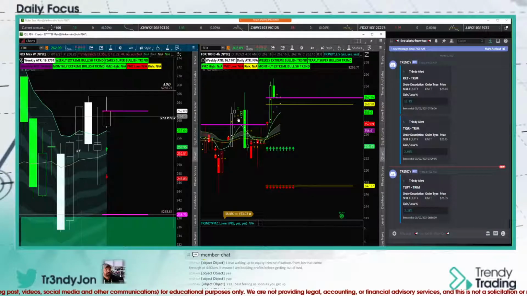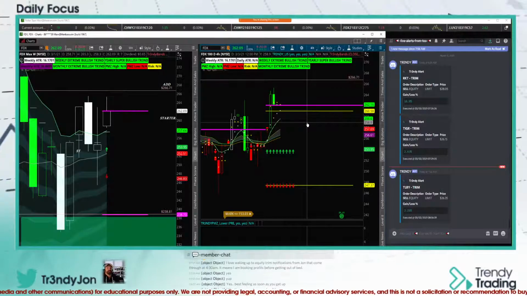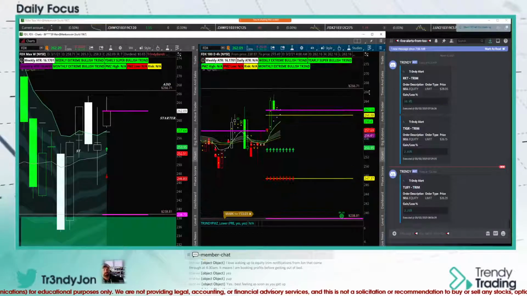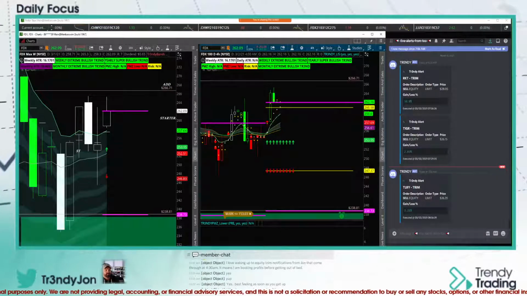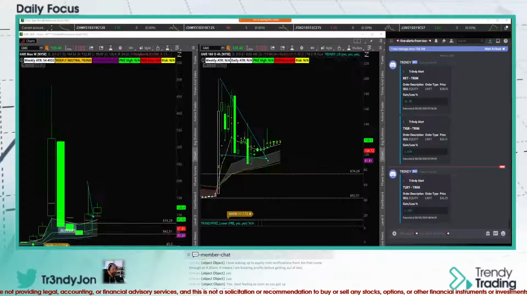As far as today is concerned for FDX, I would like to see at least 259.5 hold. I'm looking for 266, and above that, we're looking for 281. This is a swing trade. Let's go ahead and move on. Let's go into GME, GameStop.